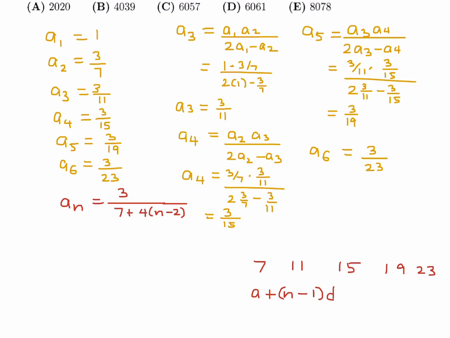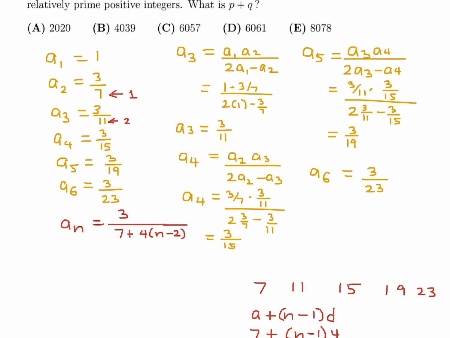And where a is the first term, which is 7, and d is the common difference, which is 4. But the reason it's n minus 2 is because this is the first term, but this is 2. This is the second term, but this is 3. So you have to adjust for that, and that's why it becomes n minus 2. Like that. So, okay, so this is what a_n is, and what do we have to figure out?